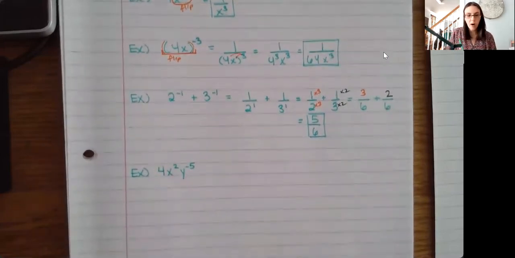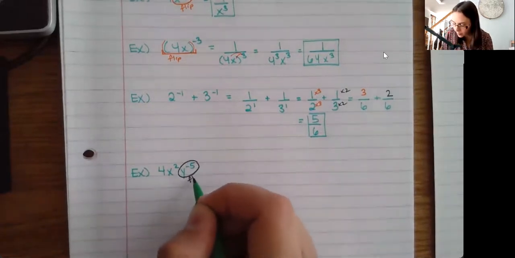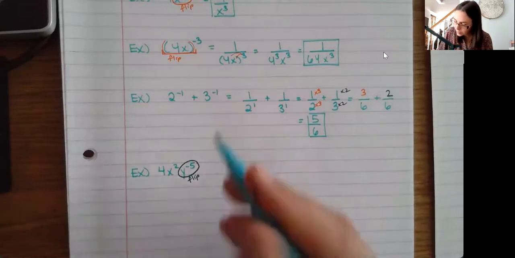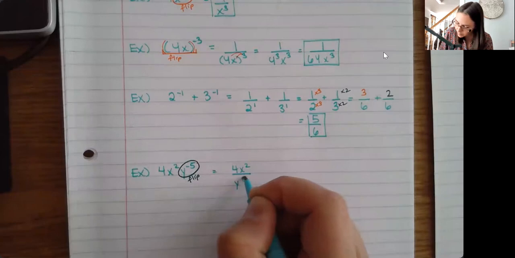So again, let's say just part of your piece had a negative exponent, then just this one is going to end up flipping. So everything else is going to stay where it is. And that would be simplified here.